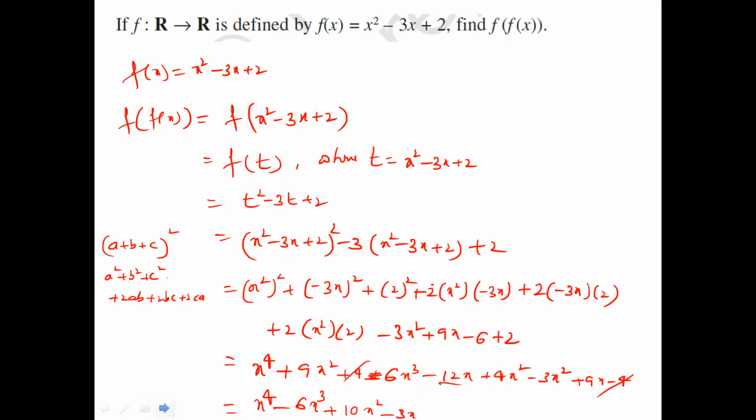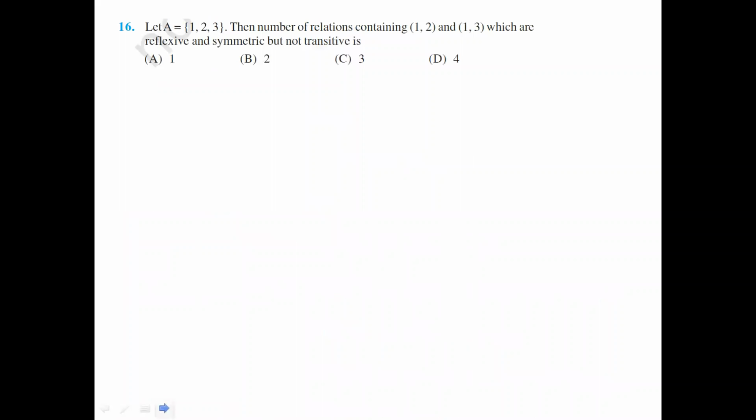Okay, move to the next slide. Let A equal to {1, 2, 3}. Then the number of relations containing (1,2) and (1,3) which are reflexive, symmetric, but not transitive. Now to find the number of relations from A to A that contain (1,2) and (1,3) and are reflexive, symmetric, but not transitive. First, I have to write the relation R. Reflexive means what is possible? It should compulsorily contain (1,1), (2,2), (3,3).